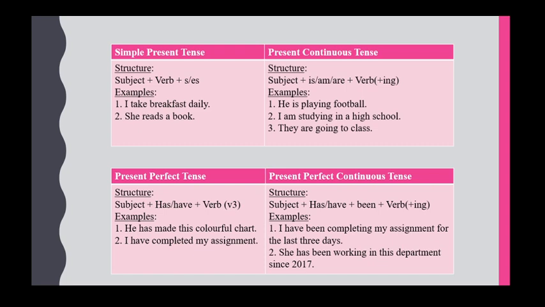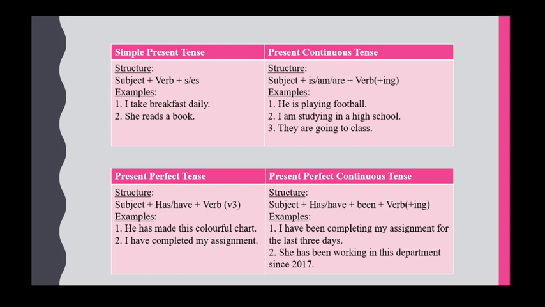So here come the examples. He is playing football. He is a singular pronoun, so I am using is with it. Play is the verb and ing makes it continuous. So the sentence becomes: he is playing football. Next comes: I am studying in a high school. Always remember this, friends, that I always goes with am. So over here, I am studying in a high school.